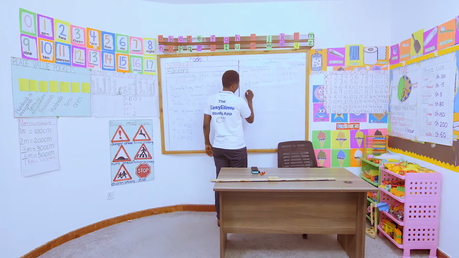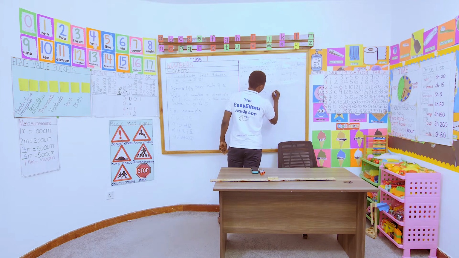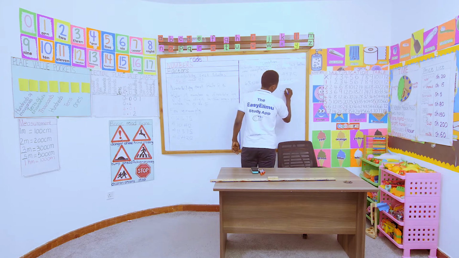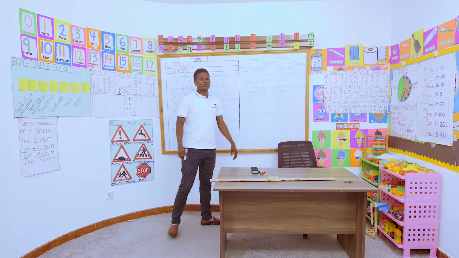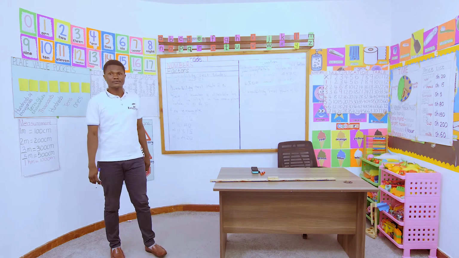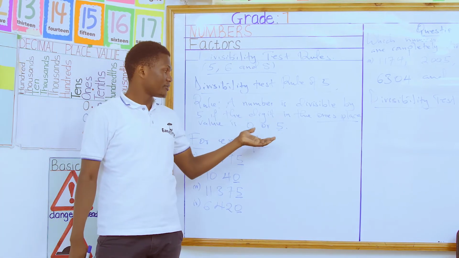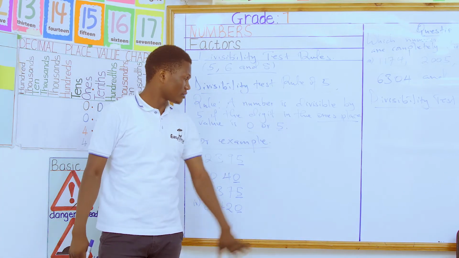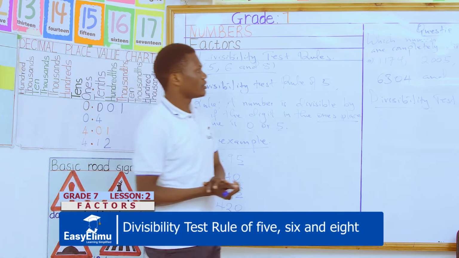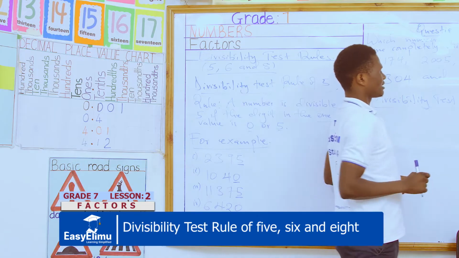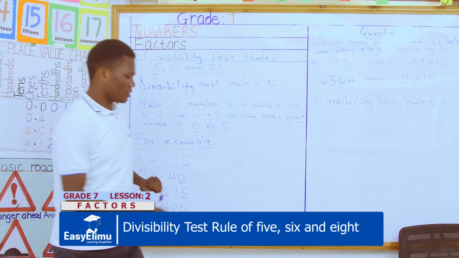Divisibility test rule of 6. Any question on the divisibility test rule of 5? Actually, this is one of the simplest divisibility test rules to remember. You just have to consider the digit in the ones place value. So long as it is 0 or 5, then you are good to go. You conclude. Now, this is slightly complicated, but it's also very simple, of course, if you are keen. So let us state the rule.